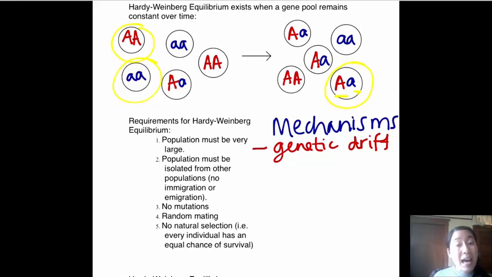The population must be isolated from other populations. No immigration or emigration, we also call that gene flow.